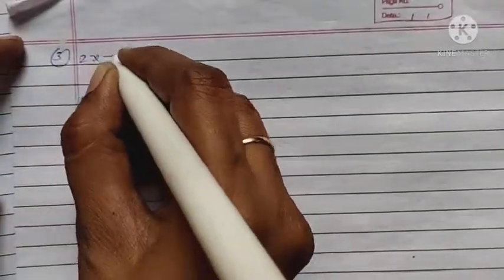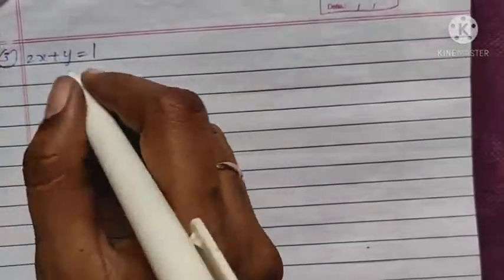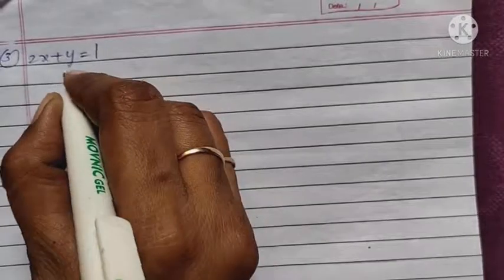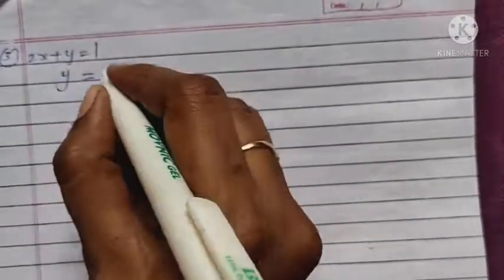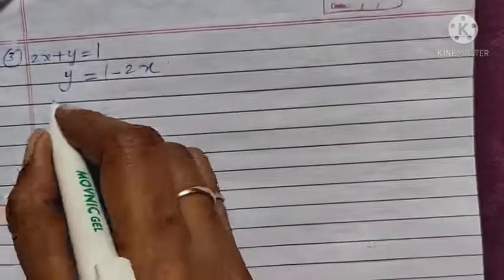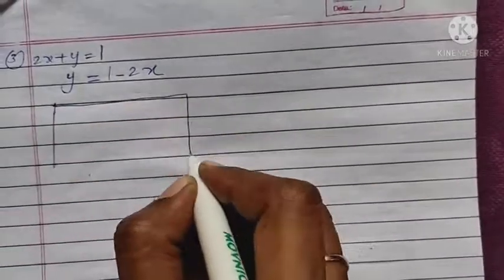Third equation, 2x plus y is equal to 1. So arrange this equation again in the form of y variable. So y is equal to 1 minus 2x. Now draw the table.